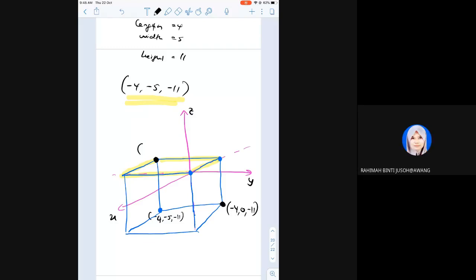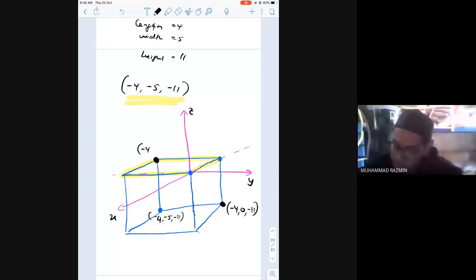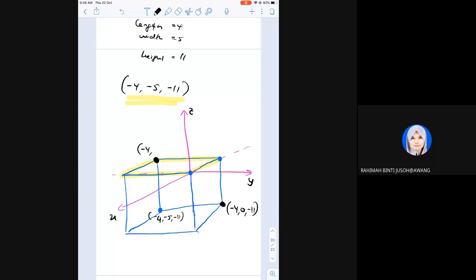Okay, now what's the coordinate here? Negative 4, negative. Okay. Cepat. Apa coordinate kat sini ni? Negative 4, negative 5, 0. Ni, saya buat ni. Dia belakang kan? So negative 4 lah kan? Ya. And then dia sebelah kiri kan? So negative 5. How about Z? 0. 0, yes.